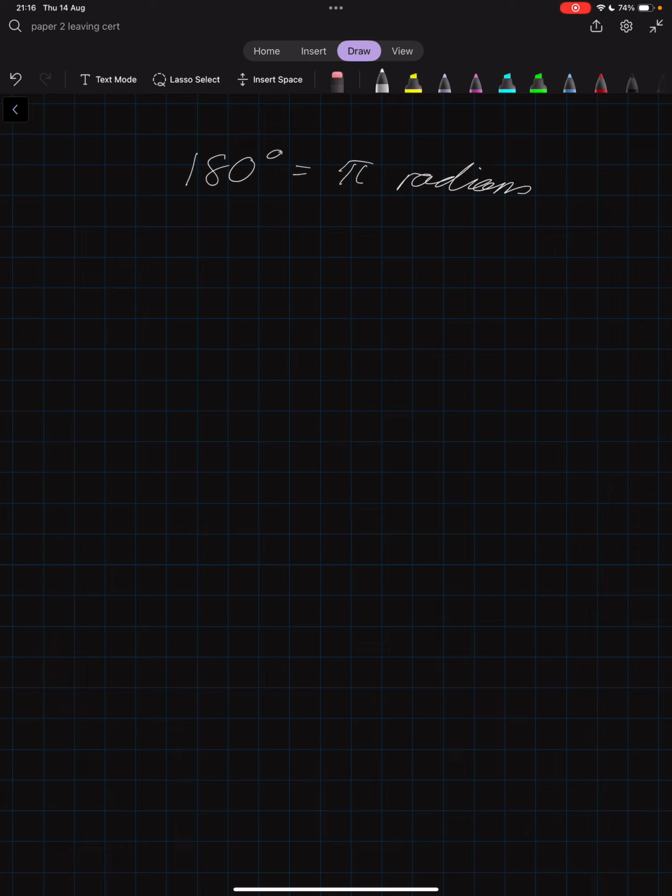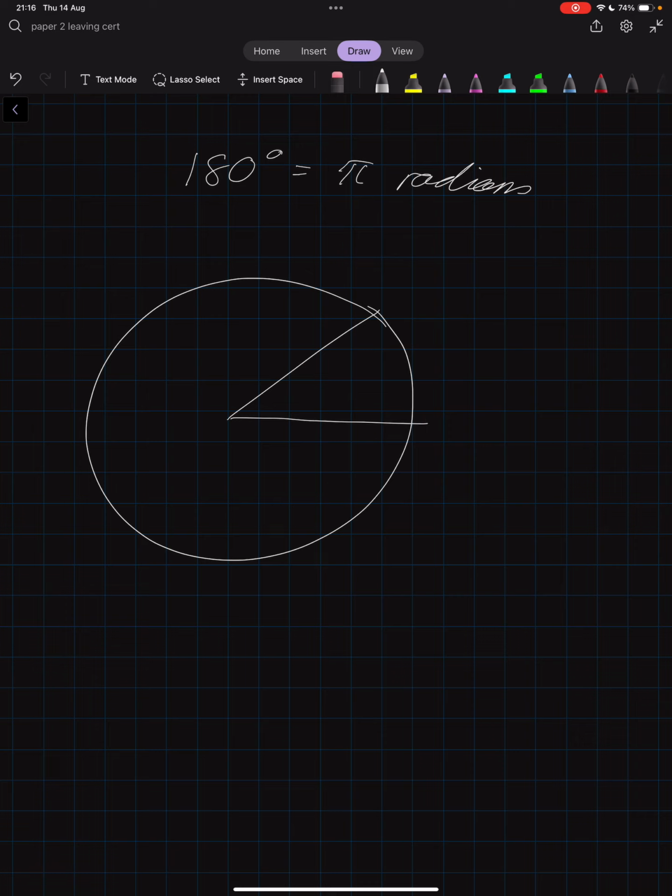And you might sit there and say, well, what is a radian? So 1 radian is the angle. If this is a radius, then this would be a radius. Okay, so that's what 1 radian is. Okay? So basically the whole circumference is 2 pi r.